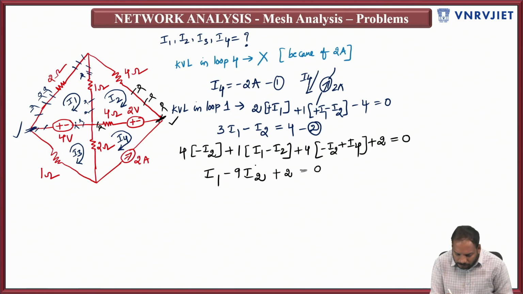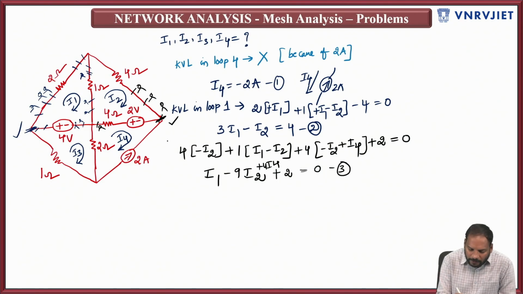So I1 quotients I1, I2 quotients minus 4I2 minus I2 minus 4I2 minus 9I2. I3 quotients are not there. Once again you have I4, right? 4I4 is there. So plus 4I4 plus 2 equal to 0. This is equation 3. So this is KVL in loop 2.